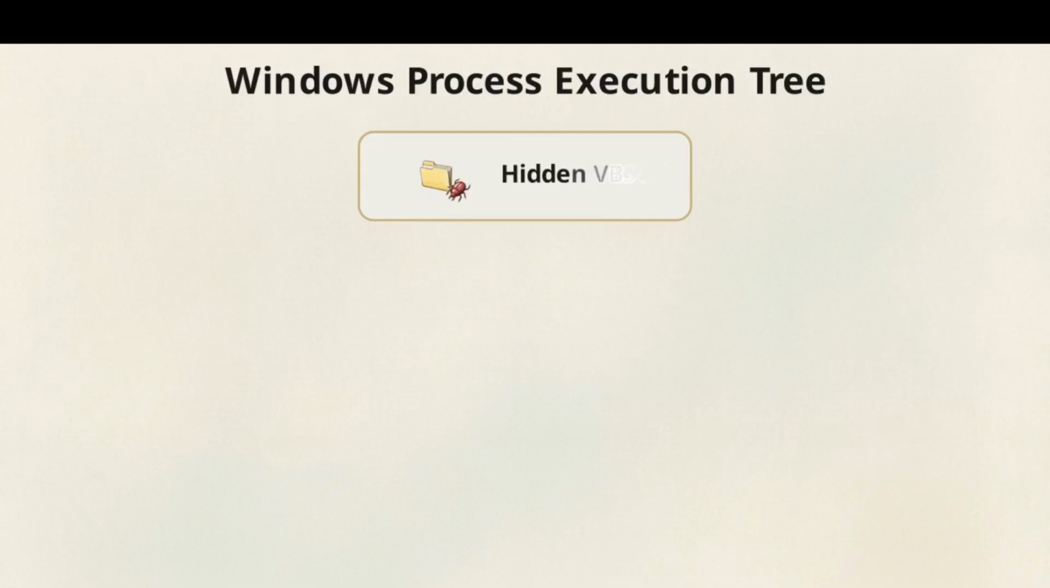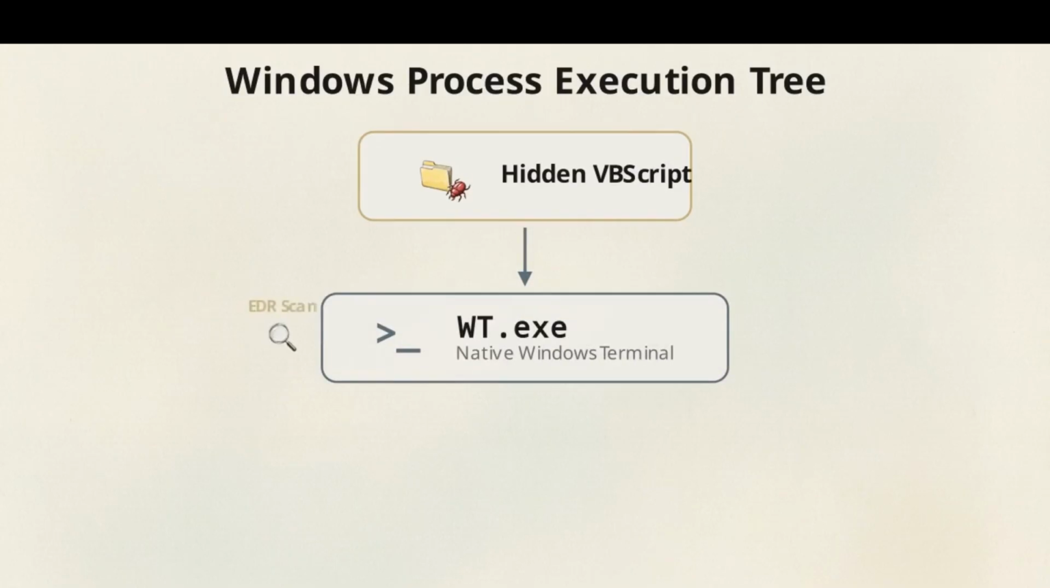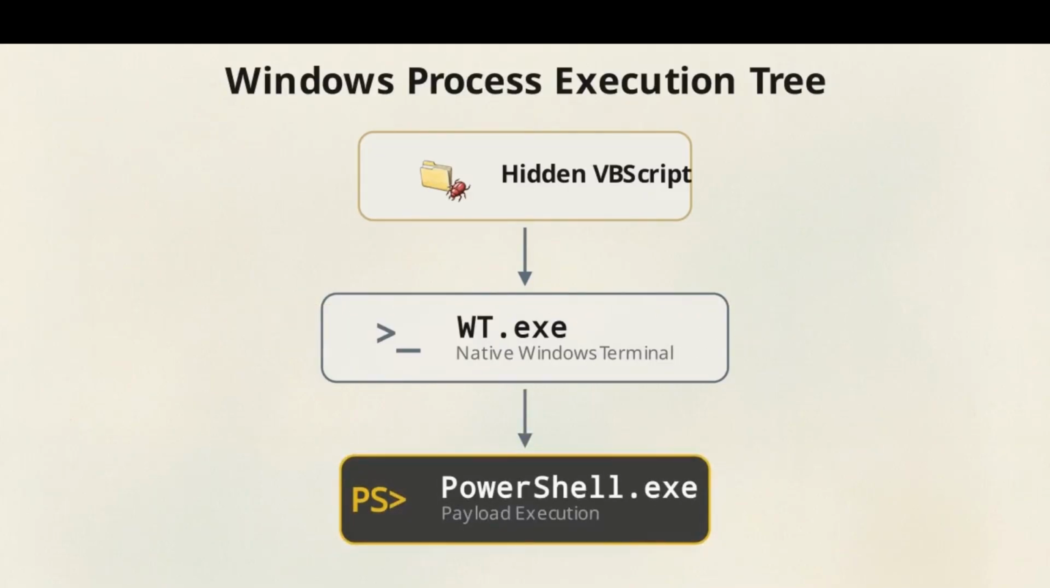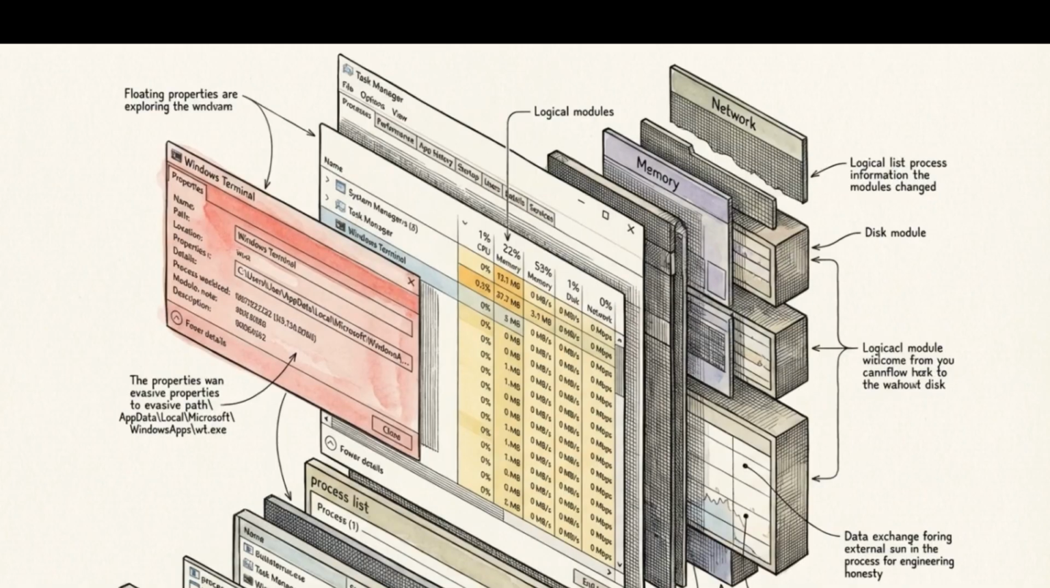Looking at the Windows process execution tree, the payload begins by writing and tucking away a hidden Visual Basic script. The script then calls wt.exe, the native Windows terminal, which in turn executes PowerShell. Utilizing wt.exe mimics natural Windows 11 execution patterns, allowing the process to evade endpoint detection and response heuristic triggers.